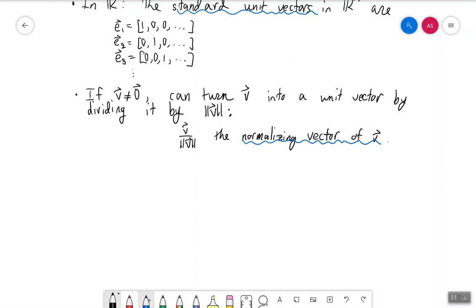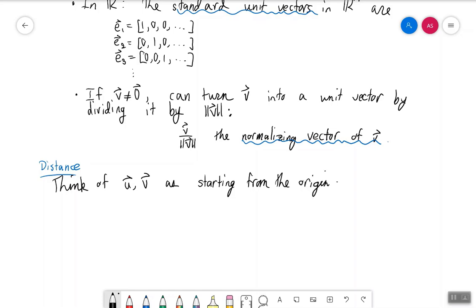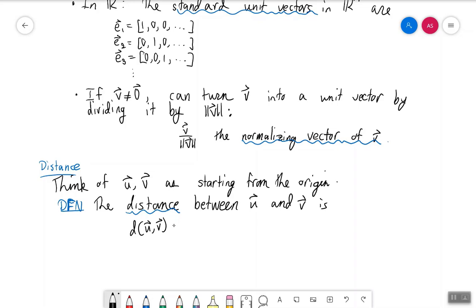We can also use the dot product to talk about distance. If we think of the vectors u and v as starting from the origin, which is what we usually do, then we can define the distance between their tips, which for shorthand we just call the distance between u and v. We define that to be d of u, v is the length of the vector u minus v.